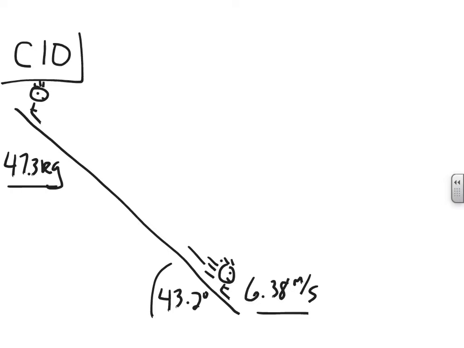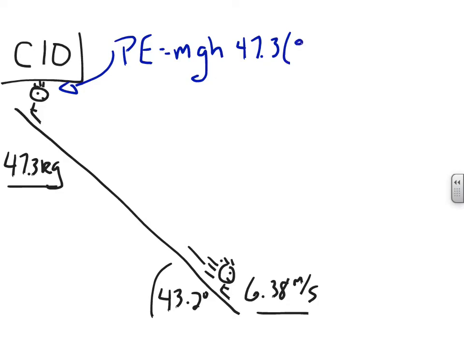Well, in this problem, we really have a couple very simple problems that we do at the same time. At the top of the slide, of course, the type of energy that he has is potential energy. So potential energy is just mgh. Well, we know his mass up there is 47.3. We know g, of course, is 9.81. And we know his height is, we don't know his height.